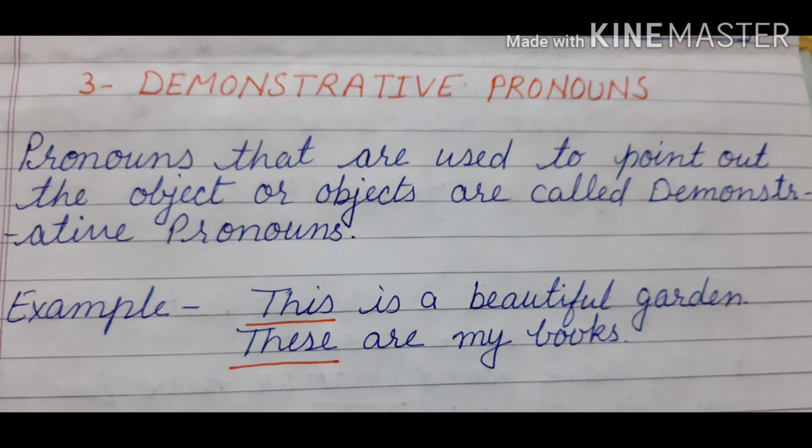Third is demonstrative pronouns. Pronouns that are used to point out the object or objects are called demonstrative pronouns. Example: this is a beautiful garden. These are my books. In these sentences, this and these are demonstrative pronouns.